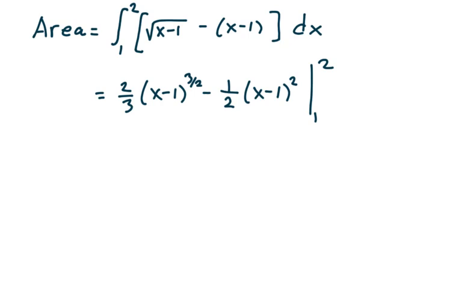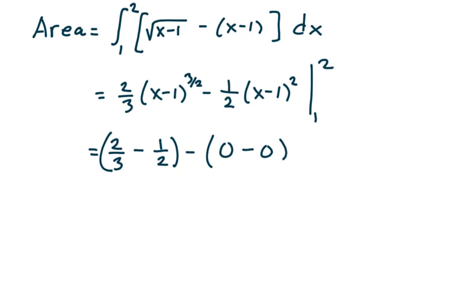If I plug in 2, I get 2/3 minus 1/2. If I plug in 1, I get 0 minus 0. And when I go to simplify, I get a 6 on the bottom, and I get 4 minus 3 on top. And the correct answer here should be 1/6.